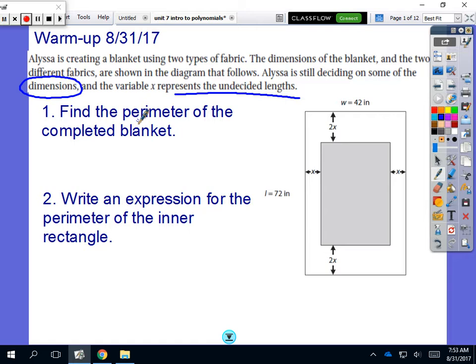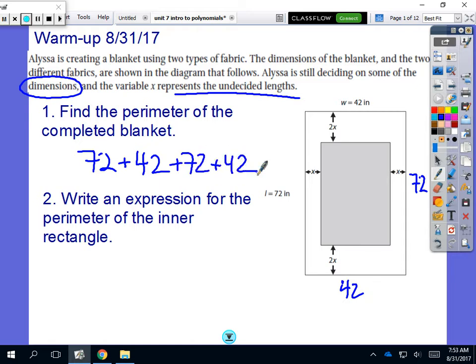Find that perimeter. So I would use the expressions on the outside. So I have 72, and it's in inches. We'll put our answer in inches, plus 42. But I have two more sides. So I have another side that is 72 inches and another side that is 42. I could do 2 times each of these, or I could just add 72 and 42 again. So you can take your calculator, add 72 plus 42 plus 72 plus 42, and you should get 228 inches.